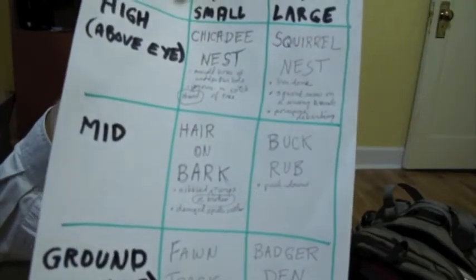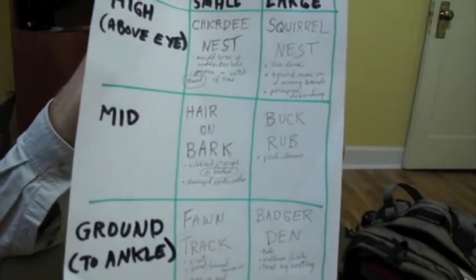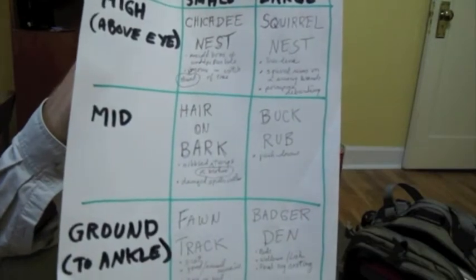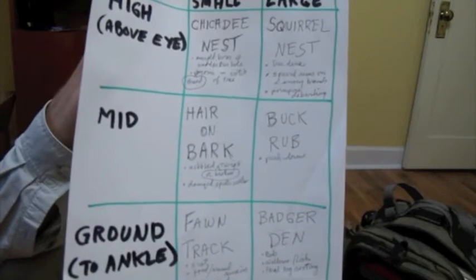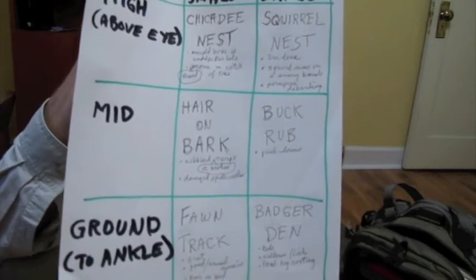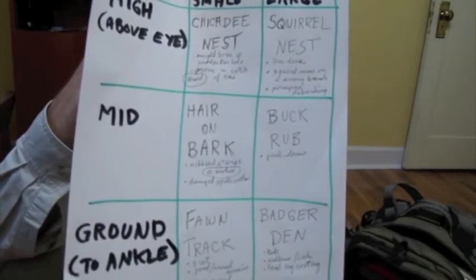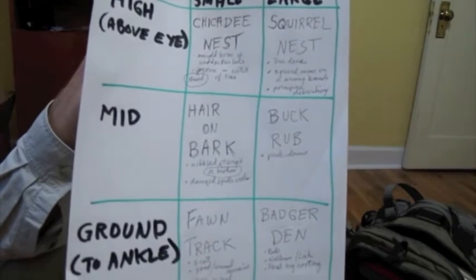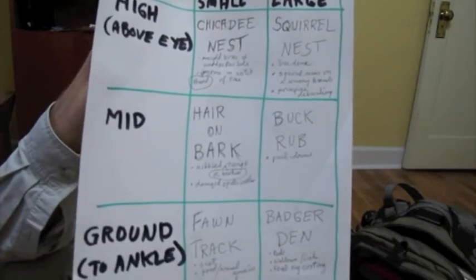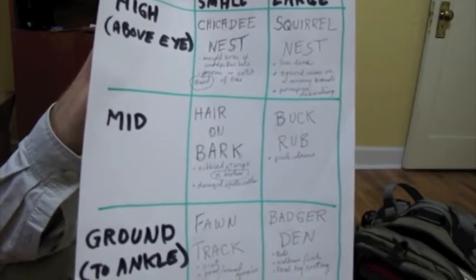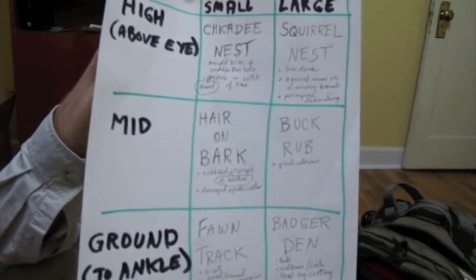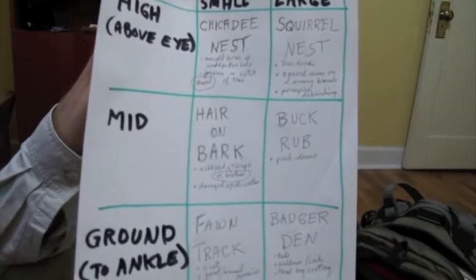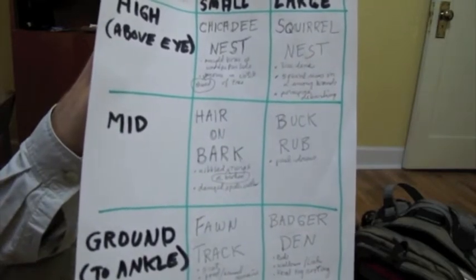If you look at the far left-hand column, you see that the bottom row is called ground. That means sign that is on the ground, in the ground, up to ankle level. And at the top of that, it says high, which is any sign that's at eye level or above. And then, of course, everything between your ankles and your eyes is mid.